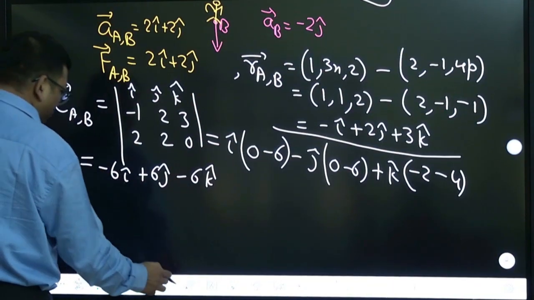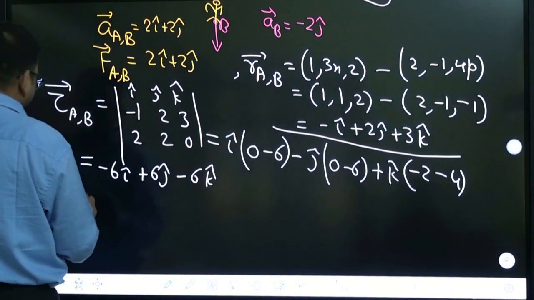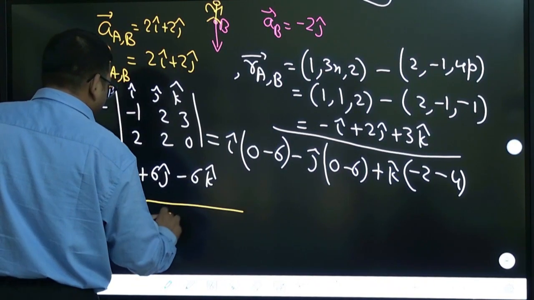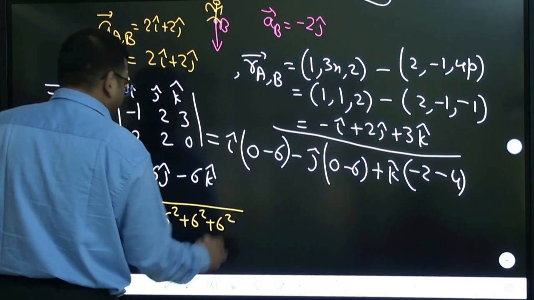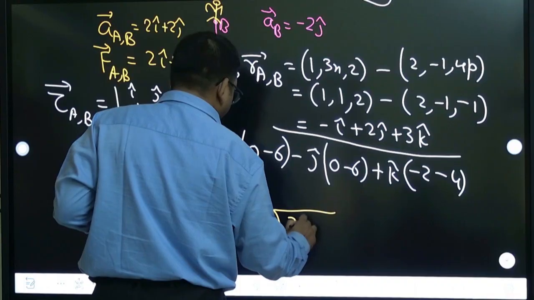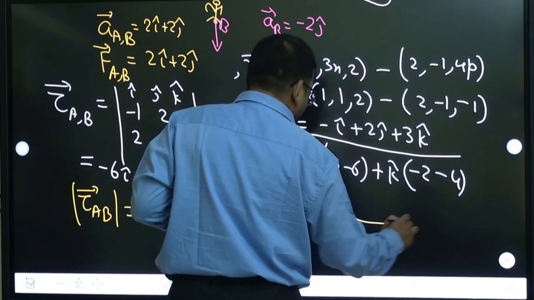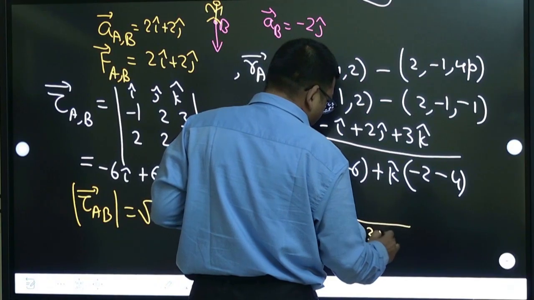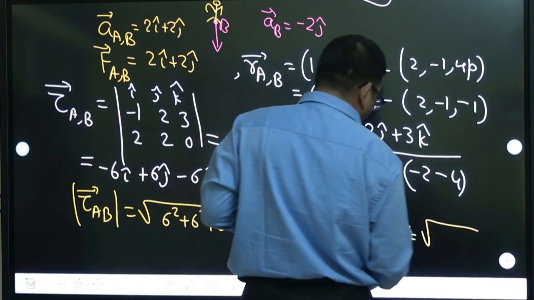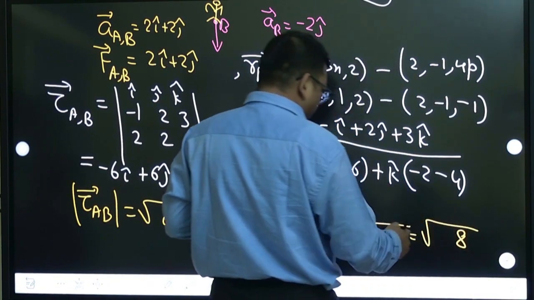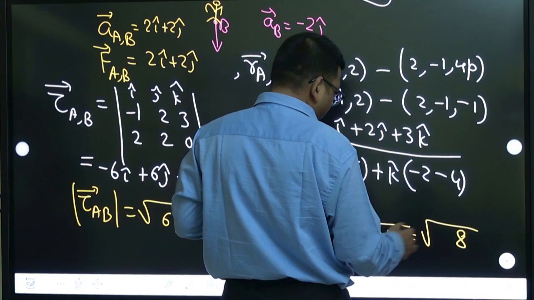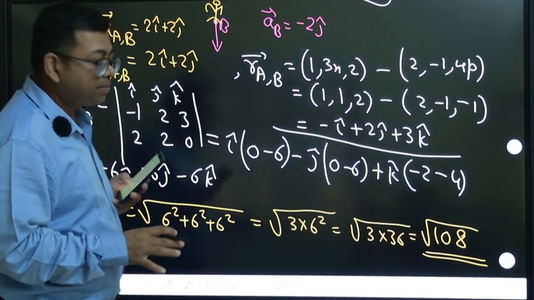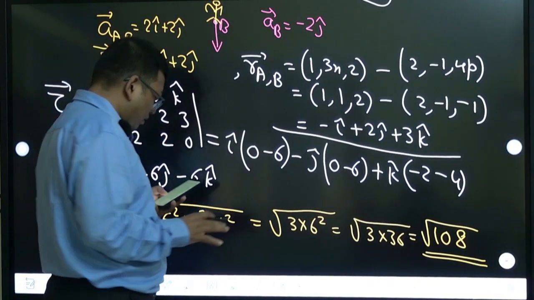Now magnitude, let us calculate magnitude. Magnitude is going to be root under 6 square, 6 square, 6 square, right? So 3 times 6 square, root under, you have to calculate root under only. So 3 into 36. So how much it is going to be? 6 into 3 is 18, 1 then 9, 1 10, 108. So the correct answer will be root of 108. I think the key is given as 208.